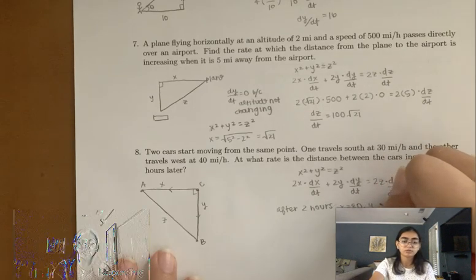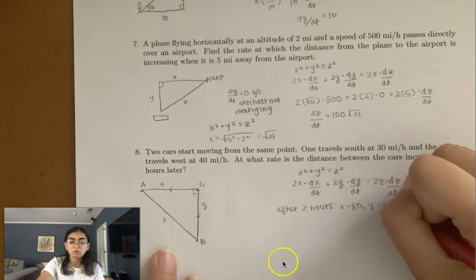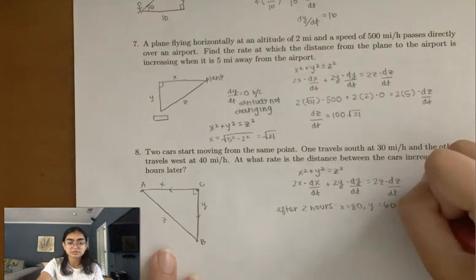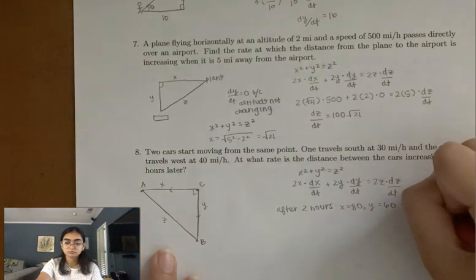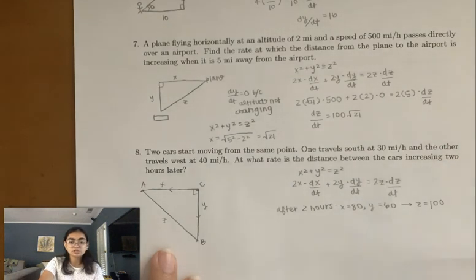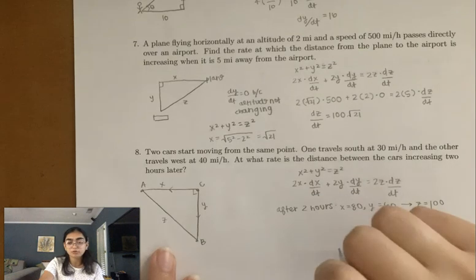Let me move myself over here so we can see. Y after 2 hours is going to be 2 times 30, because our rate is 30 for y, equaling 60 miles. So after 2 hours, y equals 60 miles. Then we can find z using the Pythagorean theorem. And if you recognize that this triangle is actually a multiple of the 3, 4, 5 triangle, you'll know that z is equal to 100 because technically this is a 3, 4, 5 triangle, but all of the sides are multiplied by 20.